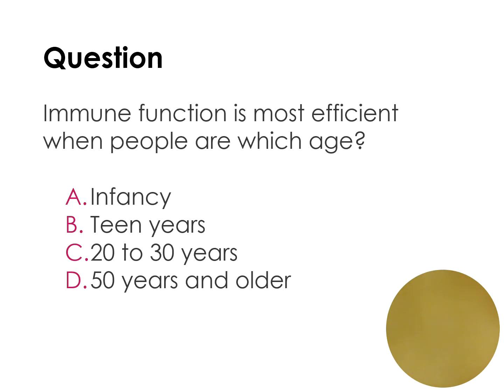So, question. Immune function is most efficient when people are at which age? Infancy, teen years, 20 to 30 years, or 50 years and older? Immune function will be most efficient when people are in their 20s and 30s, and it does slowly decline with increasing age. The immune system is developing and changing during infancy and the teen years. So the correct answer is C.